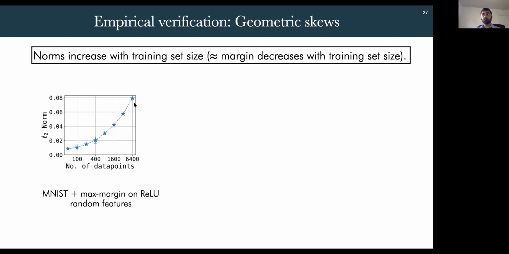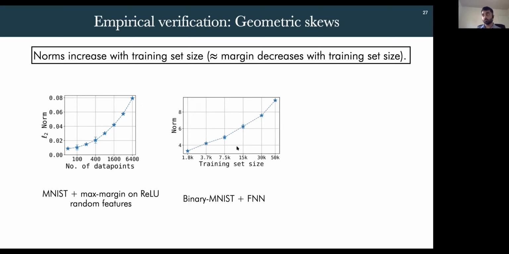So in other words, the L2 norm of the classifier is equal to 1 over the margin of separation of the two classes. So if I can show that the L2 norm increases with the number of training data points, it's as good as showing that the margin of separation decreases with the number of training data points. And in this case, I do observe that the L2 norm increases with the number of training data.